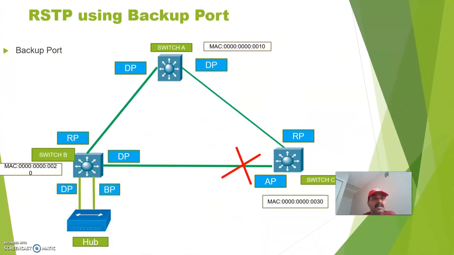But before that, let us understand what a backup port is. In this architecture, to switch B, I have connected a hub, right? I have connected two links, one is a designated port and the other is a backup port. When the existing designated port fails, we will use this backup port for redundancy. That is the purpose of a backup port. An alternate port, as I already said, takes an alternate path to reach the root bridge, that is switch A, when the existing root port fails.